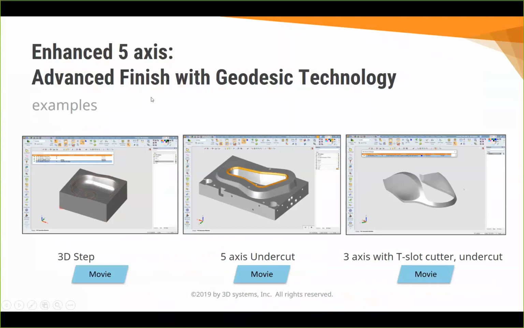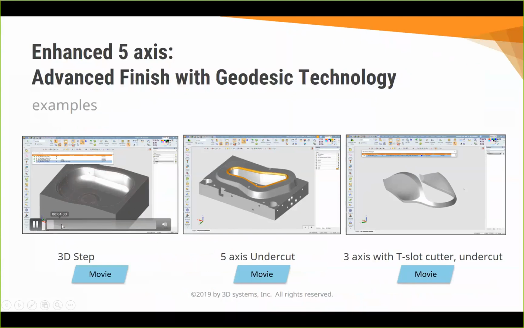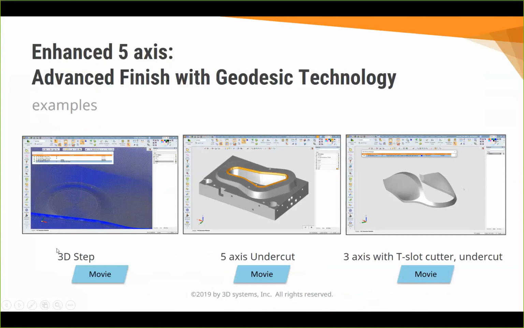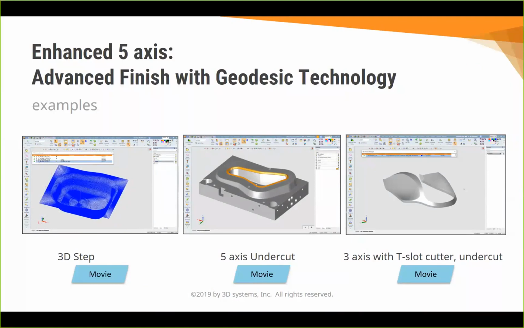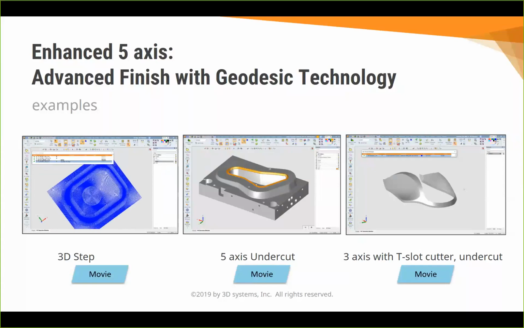Let us see some examples of applications related to geodesic. First one is the 3D step. This is a job needing very high surface quality. So if we zoom in on the toolpath, it's a single thread toolpath from start to end, round corners, no connections, no jumps to clearance. A fully defined, very nice, very high quality toolpath.